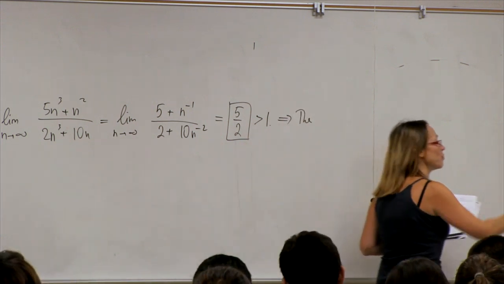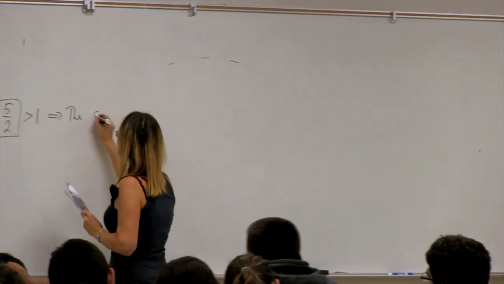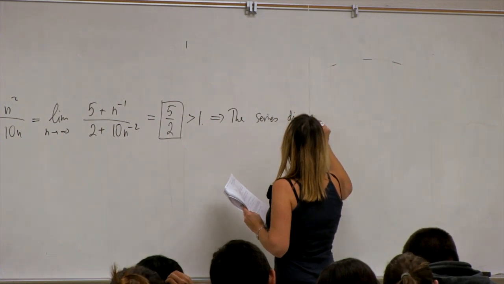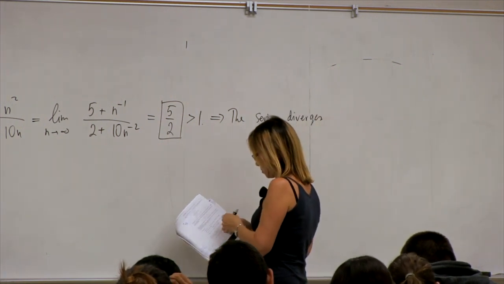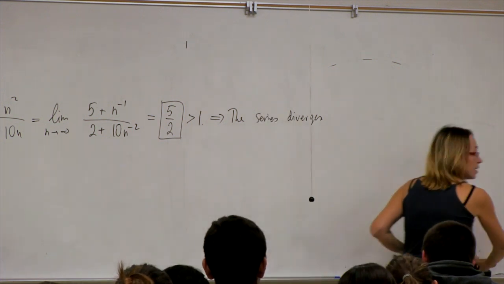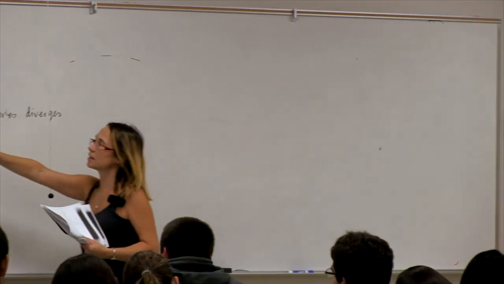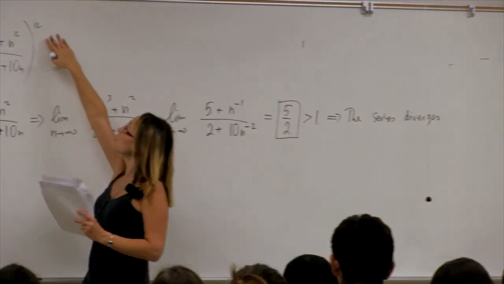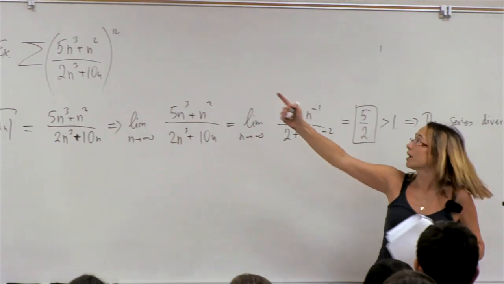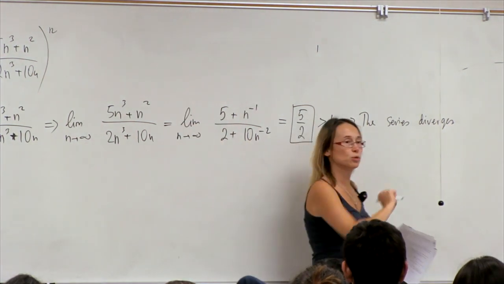So this is part 2 of the root test. The series diverges. Questions about this? If we have terms that look like ratios, then it's good to apply the ratio test. If we have powers of n, not constant powers, but powers of n, we apply the root test.